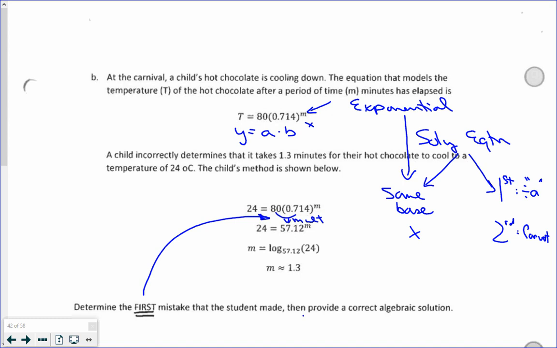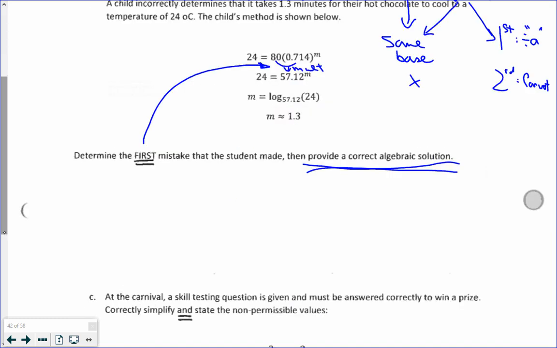And then it says provide the correct algebraic solution. So it wants the algebra. So the algebra is divide both sides by A, convert to a log. So we're going to divide both sides by the 80. Okay, so move that 80 over to the other side. And now convert to log.